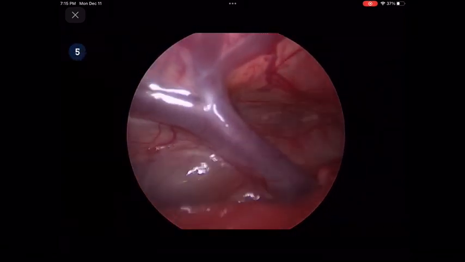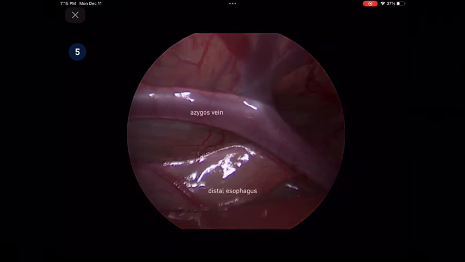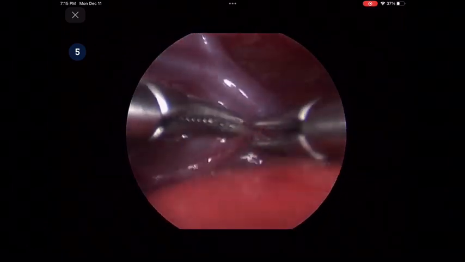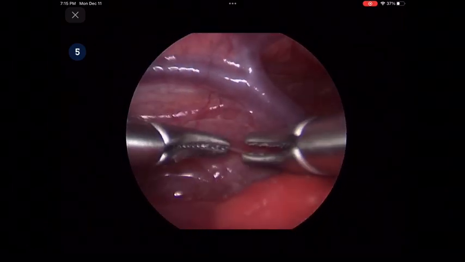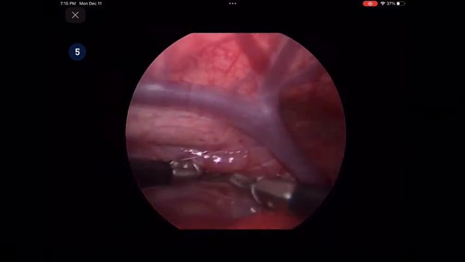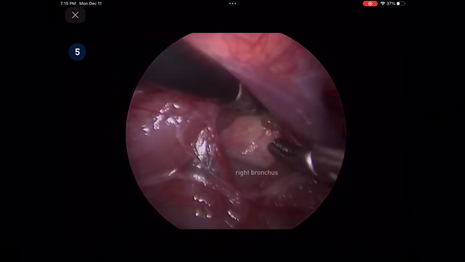Inspect the pleural cavity and identify the distal esophagus and the esophagus vein. Position the right lung medially. Open the parietal pleura using blunt dissection, starting approximately 2 cm caudal to the esophagus vein. Here, the right bronchus is highlighted.